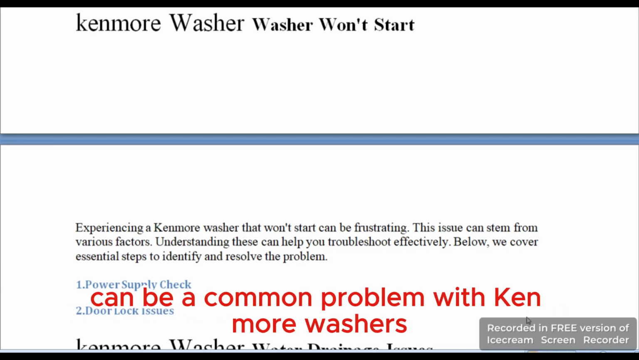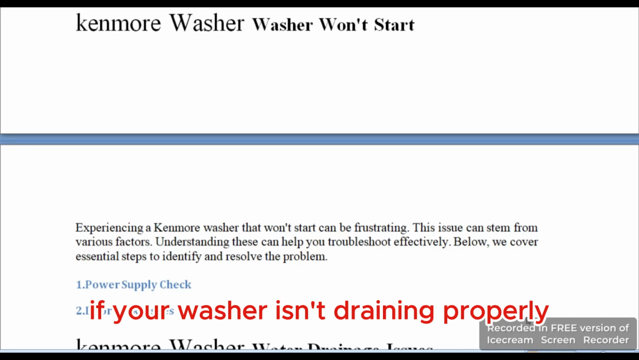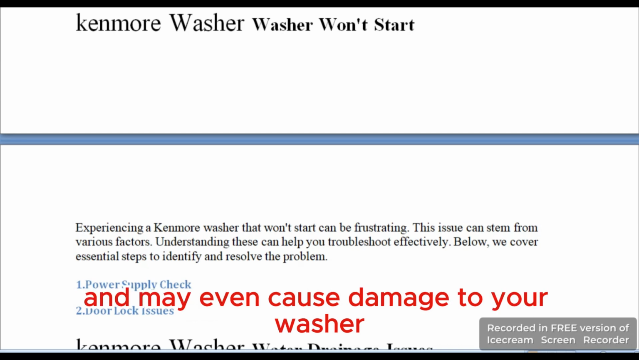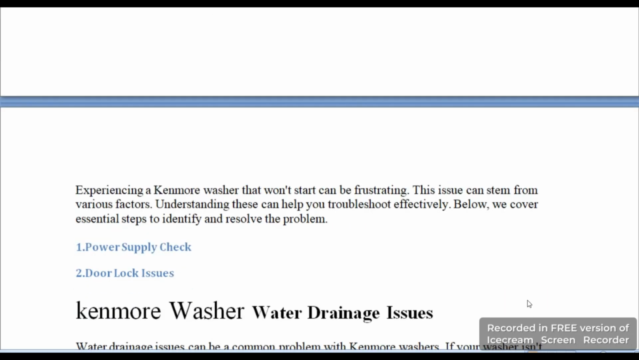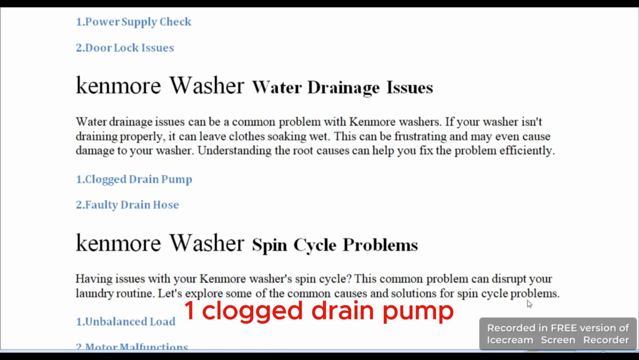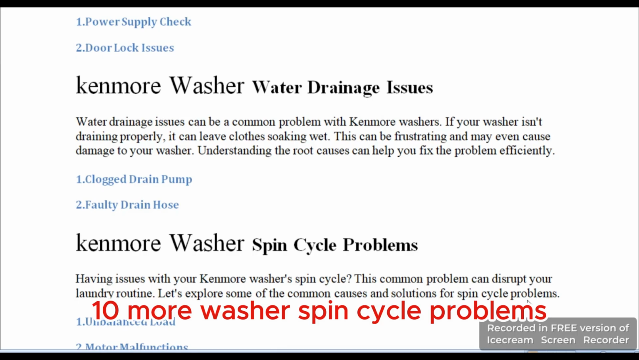Kenmore washer water drainage issues. Water drainage issues can be a common problem with Kenmore washers. If your washer isn't draining properly, it can leave clothes soaking wet. This can be frustrating and may even cause damage to your washer. Understanding the root causes can help you fix the problem efficiently. 1. Clogged drain pump. 2. Faulty drain hose.